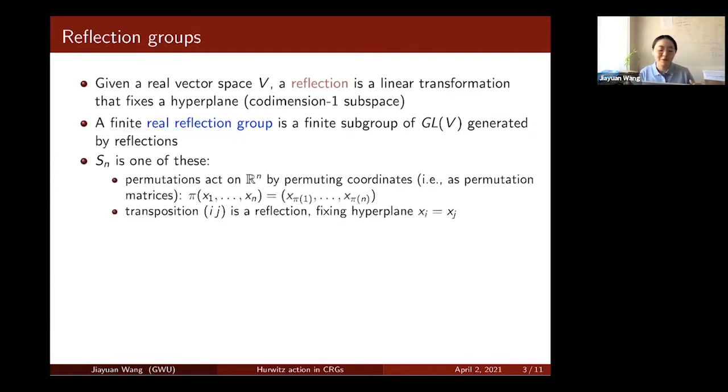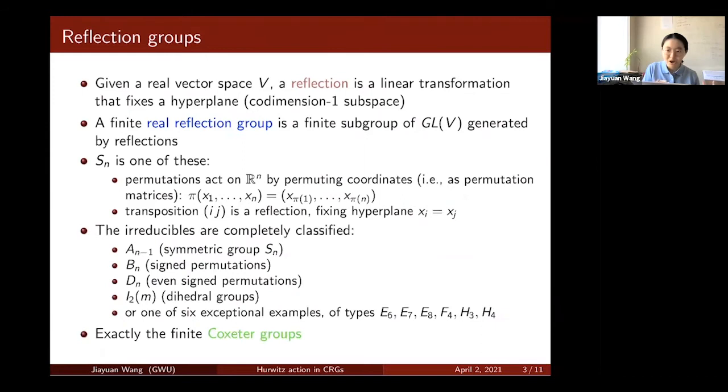One example is the symmetric group. Here a permutation acts on the space just by permuting the coordinates. In particular, a transposition is a reflection. It permutes the coordinates x_i and x_j, so it fixes the hyperplane where the two coordinates are the same. All the irreducible finite real reflection groups are completely classified. We have the symmetric group.